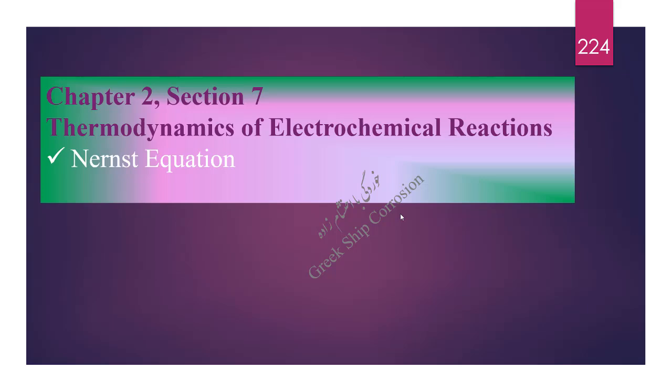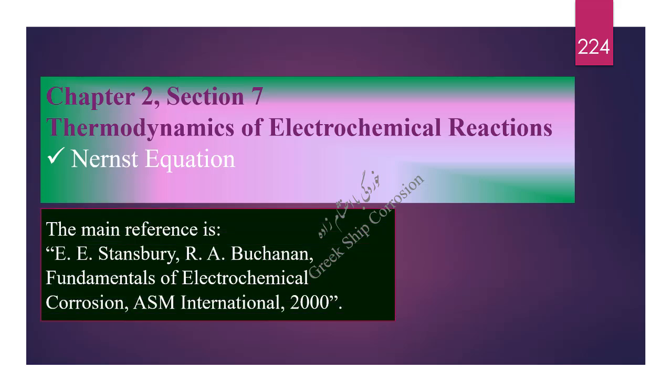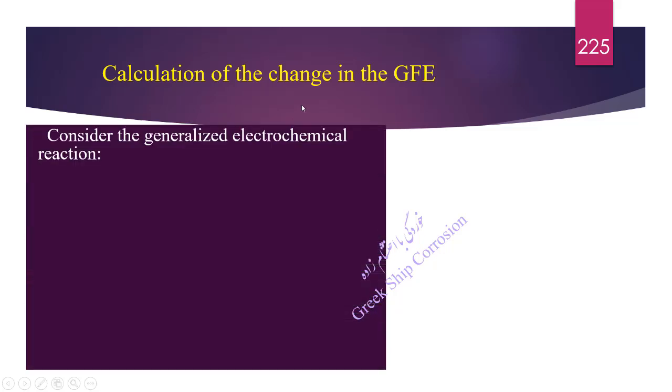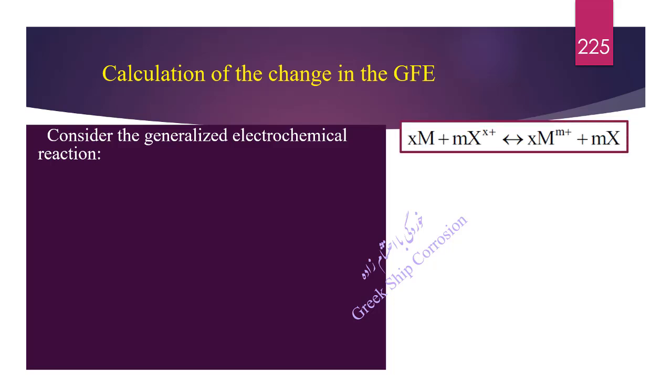Chapter 2, Section 7, Thermodynamics of Electrochemical Reactions, Nernst Equation. Our main reference is Fundamentals of Electrochemical Corrosion, ASM International. First of all, calculation of the change in the GFE. Consider the generalized electrochemical reaction.